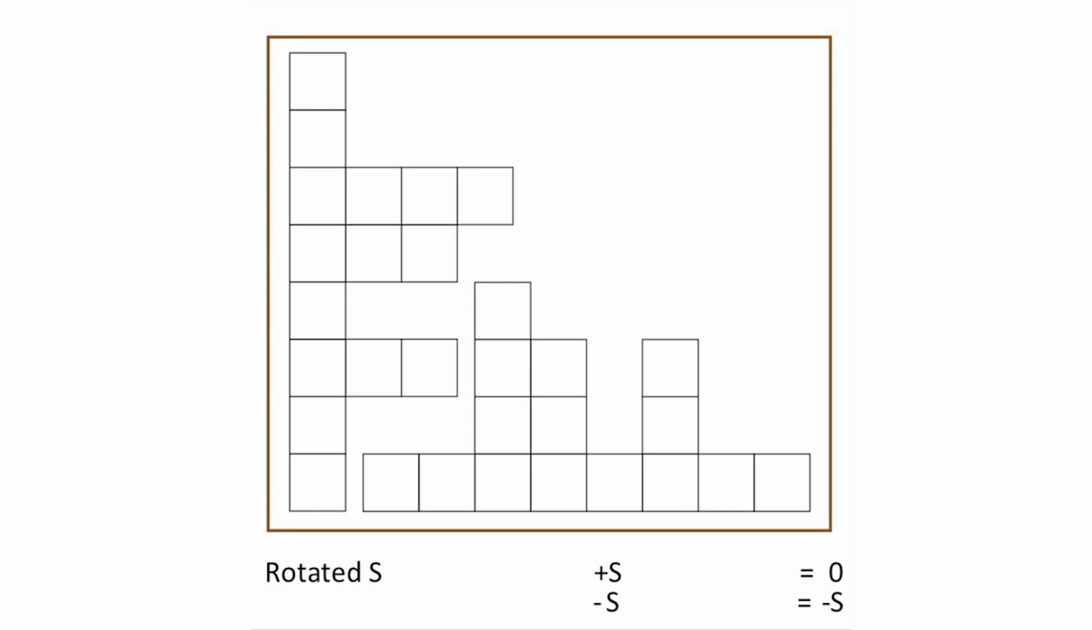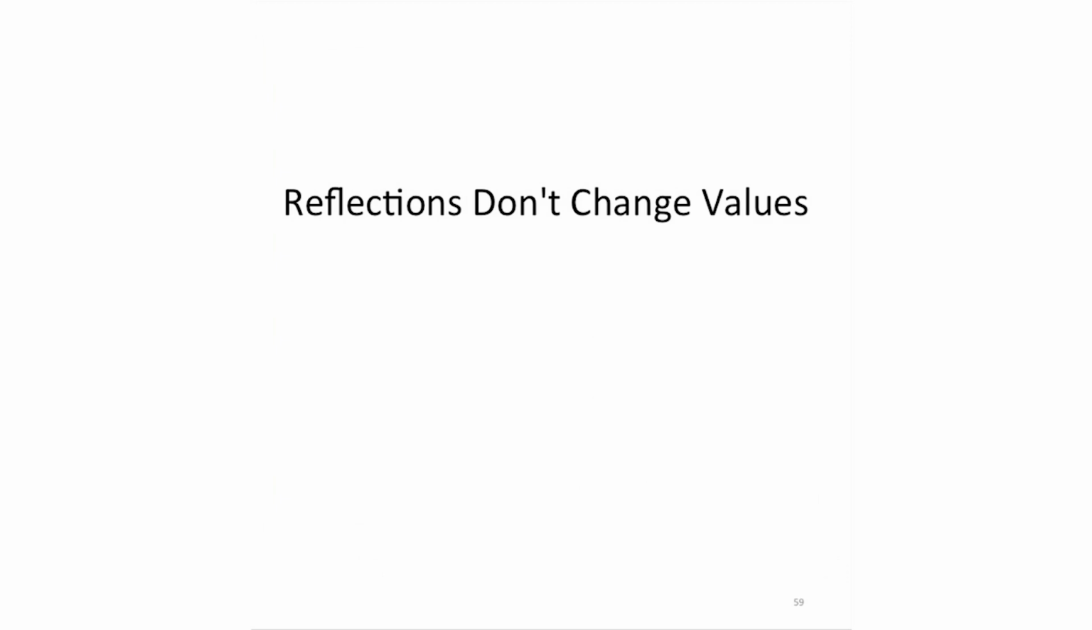Of course, any game is equal to itself. So, if we add minus S to both sides of this equation, we conclude that the rotated S is the negative of S. In this way, we can extend the notions of equals, greater than, less than, as well as not greater than and not less than, to comparisons of non-zero games. We'll next show that reflections of domineering positions don't change their values.